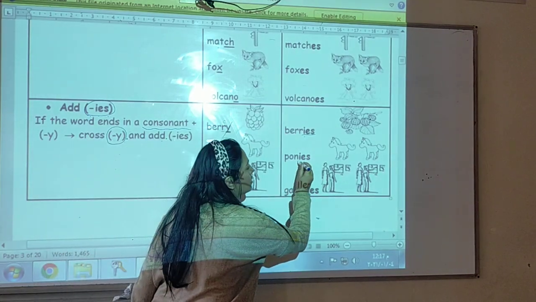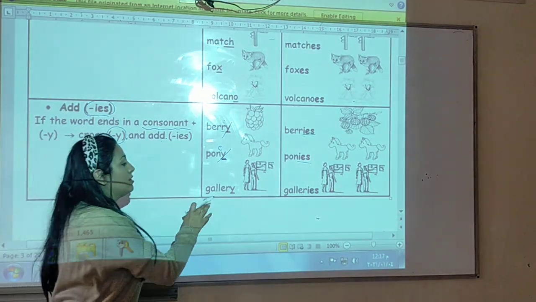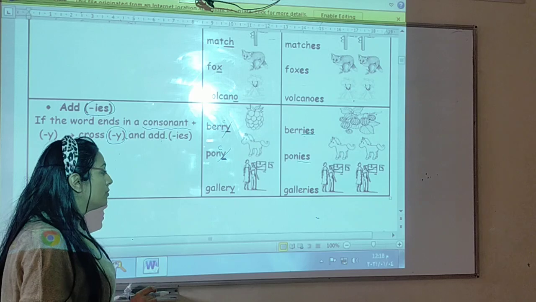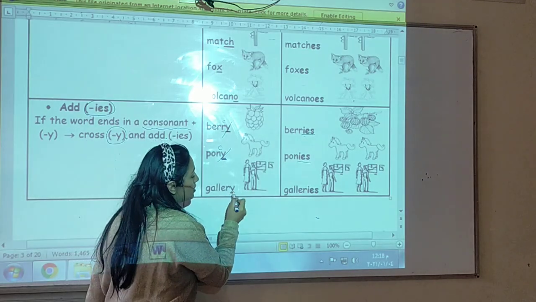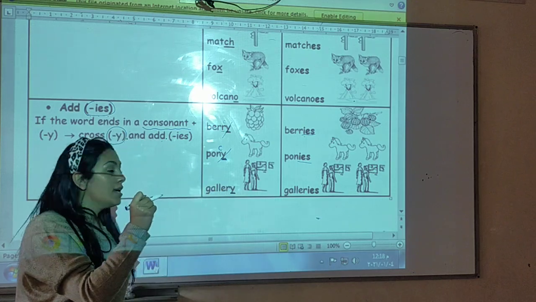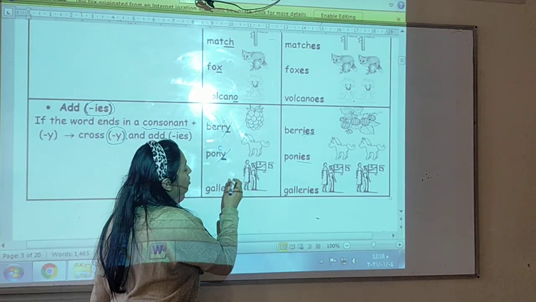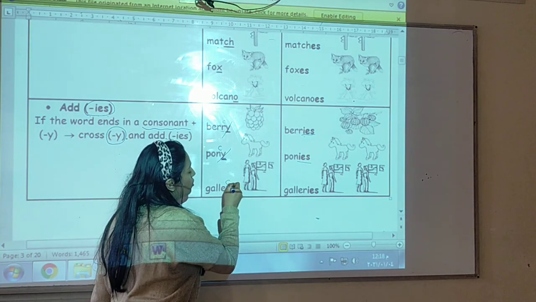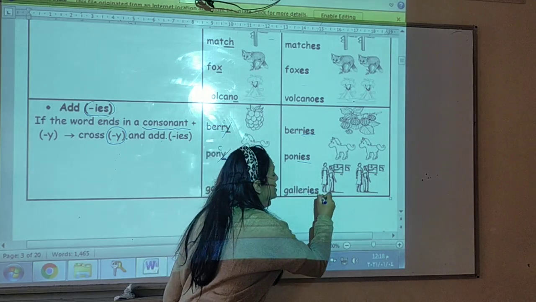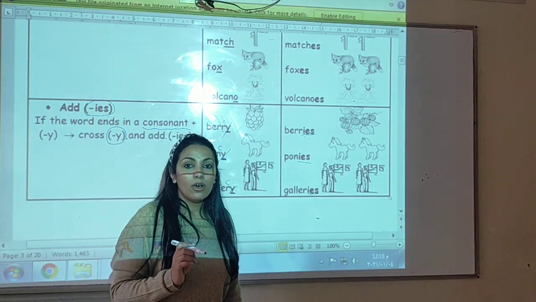And add ies. Again, in the word gallery, how are we going to put it in the plural form? We are going to look first. It ends with y. And what comes before the y? Is it a consonant or a vowel? Look here, it's a consonant. So we are going to cross the y and add ies, not only s, because it's one of the exceptions. Okay?